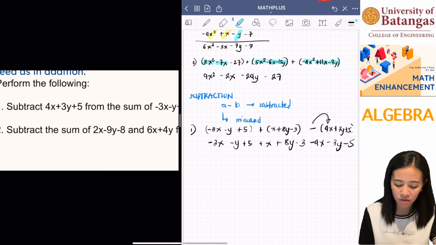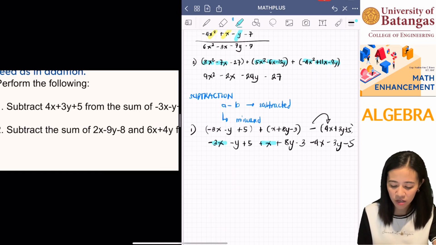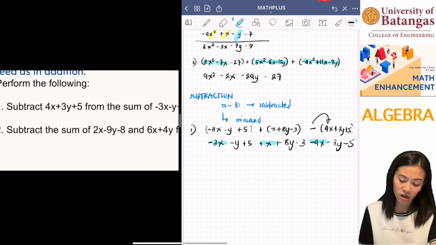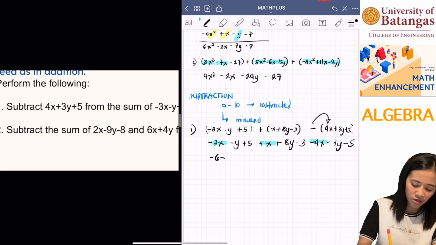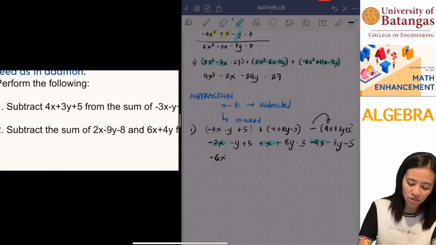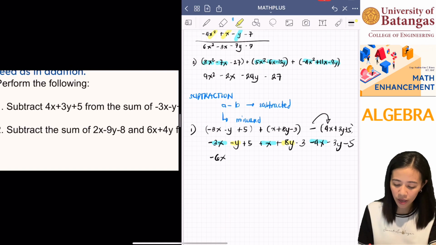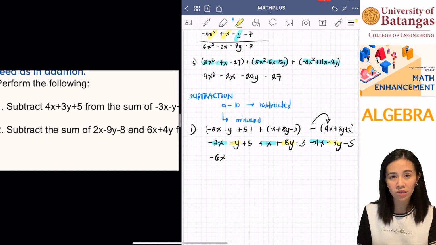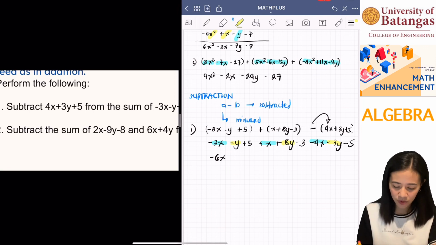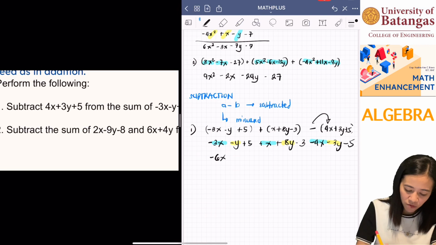Therefore, you have negative 3x, positive x, and negative 4x. So, you get there negative 7 plus x, so that's negative 6x. So, we write that down as negative 6x. And then, we proceed to the next term. Ano pa? So, you have a variable y. So, you get negative y, positive 8y, and then negative 3y. So, all in all, that's negative 1 plus 8, that's 7, minus 3. So, you get positive 4. Okay, so you get plus 4y.